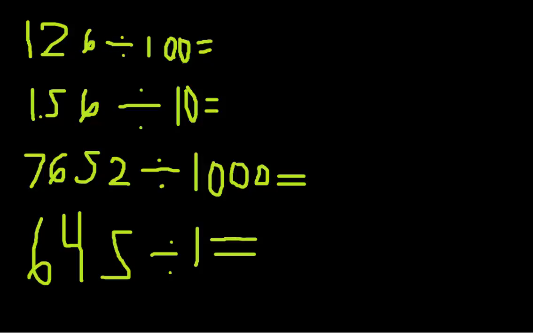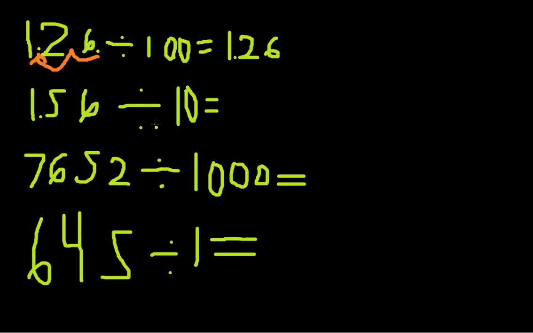126 divided by 100 equals. So there are 2 zeros, and the decimal point is right here. So now we have to move 2 times. 1, 2, right here. So now let's put this decimal right here. So it'd be 1.26.